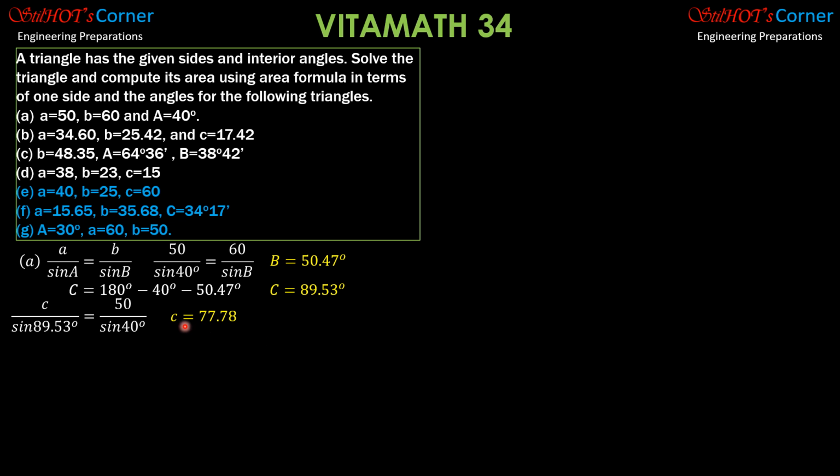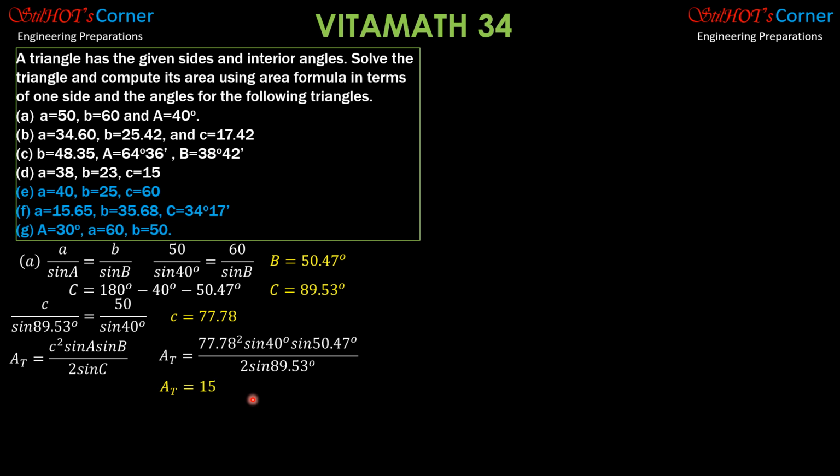So for the area, let's just use area of triangle equals c square sine of angle A sine of angle B divided by 2 sine angle C. So in terms of one side, as instructed here, c square sine angle A sine angle B over 2 sine angle C. So it is 77.78 square sine of 40 degrees sine of 50.47 degrees divided by 2 sine of 89.53 degrees. So the area of the triangle is equal to 1,500 square units.